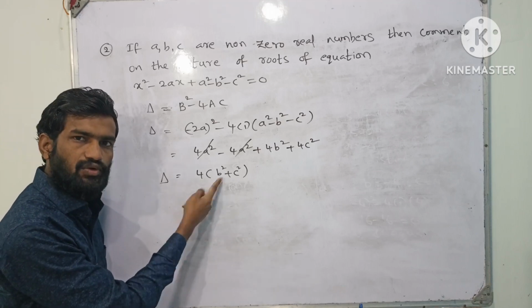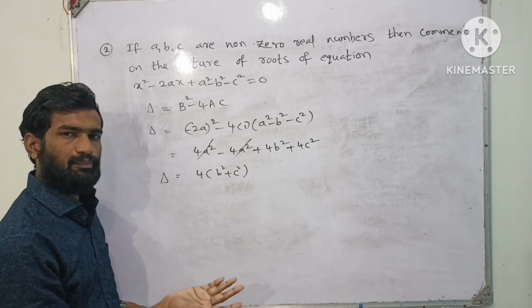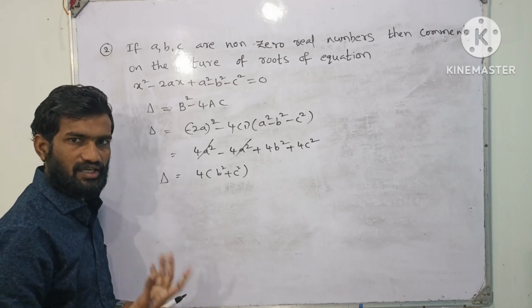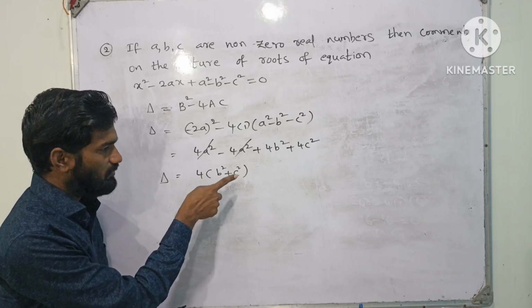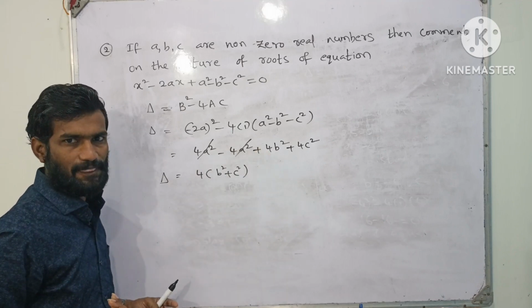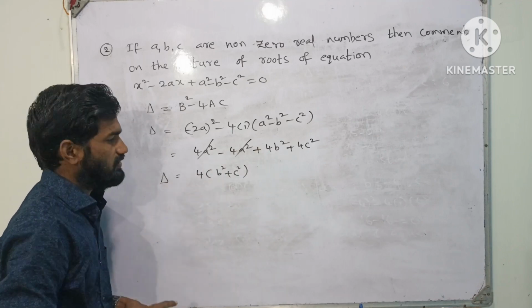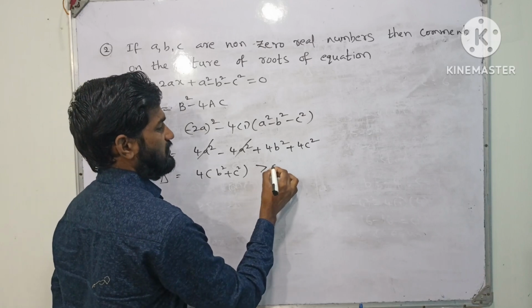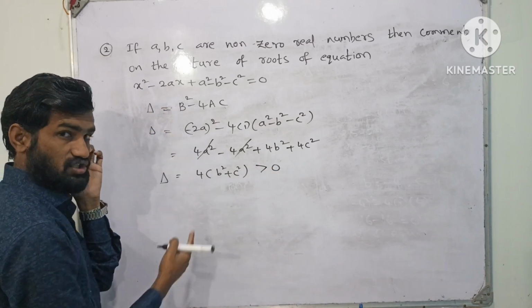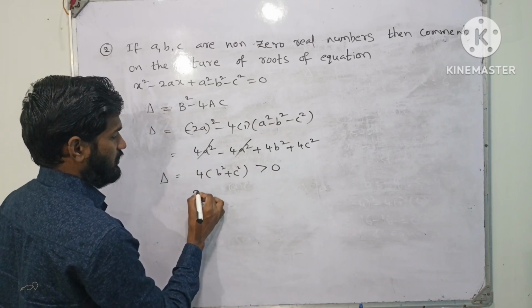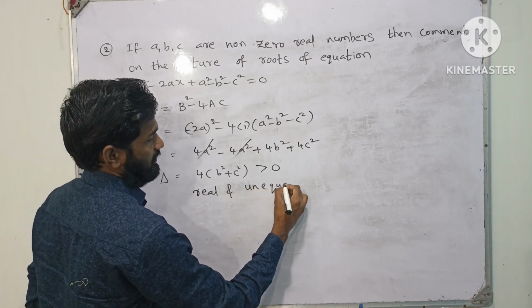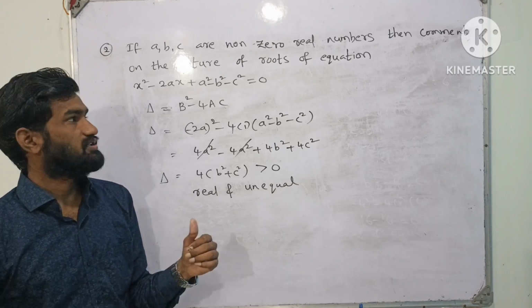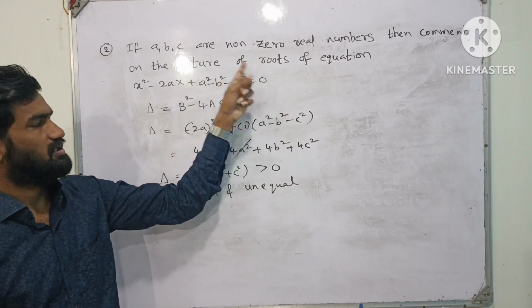If you take b negative and c negative, you will get positive again only. B square means if you take minus 2 whole square, it is plus 4 only, and if you take minus 5 whole square, it is plus 25 only. Okay, always you will get this greater than 0. If it is greater than 0, then what is the nature of roots? Nature of roots are real and unequal, otherwise real and distinct, whatever it may be. So this is the nature of roots of this equation.